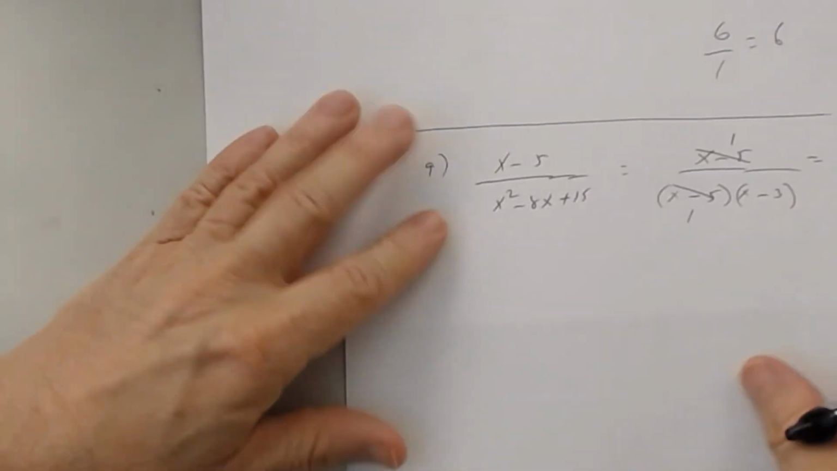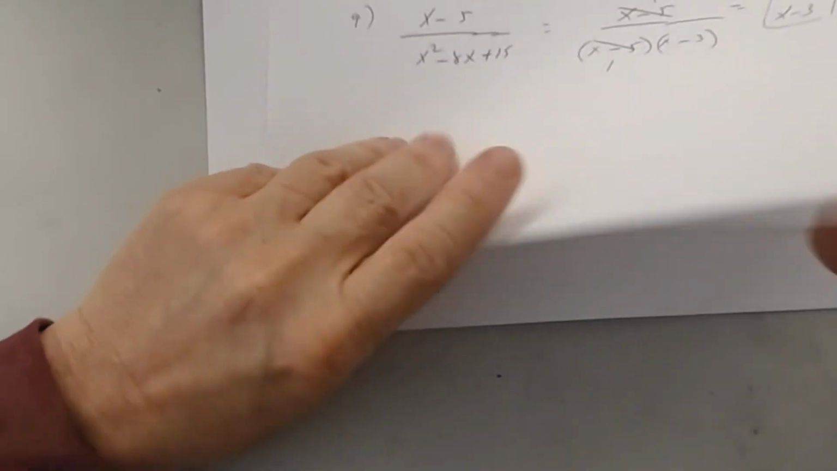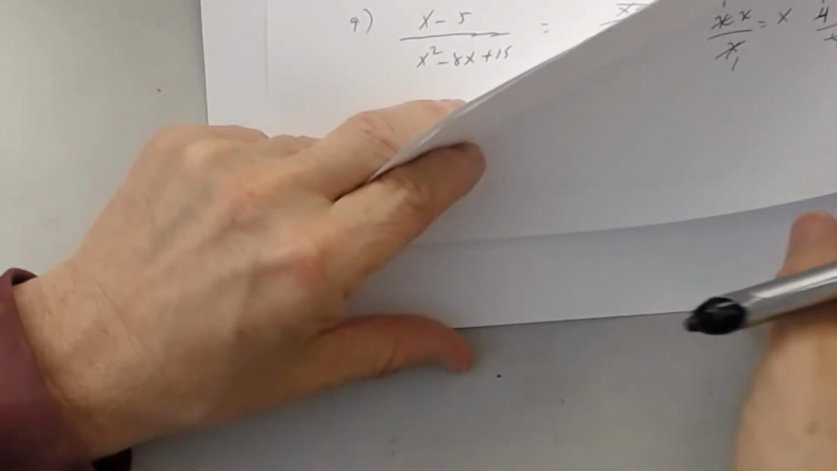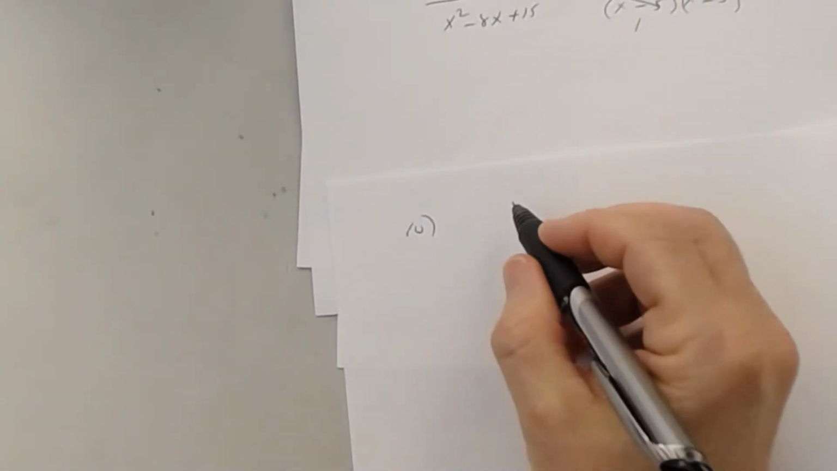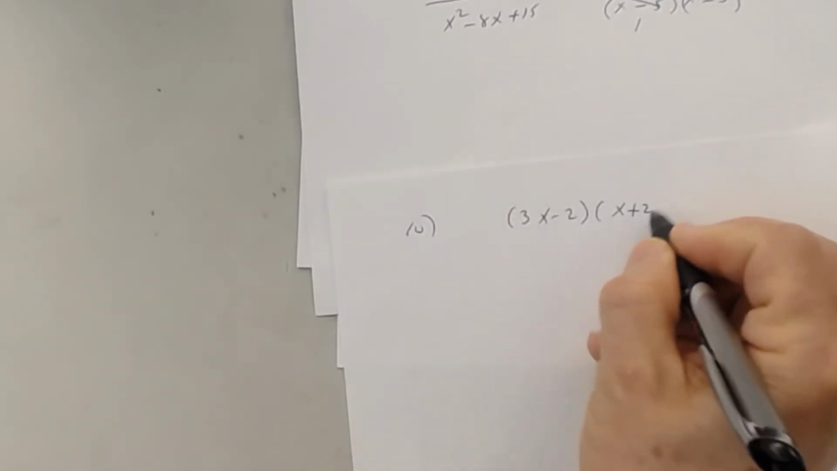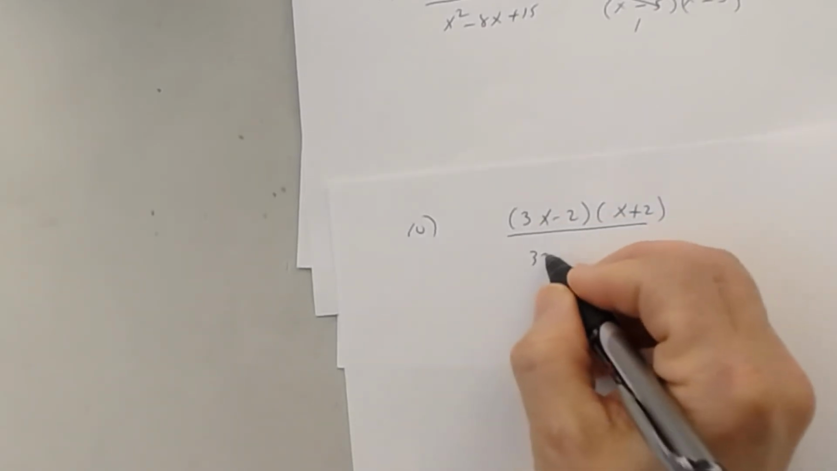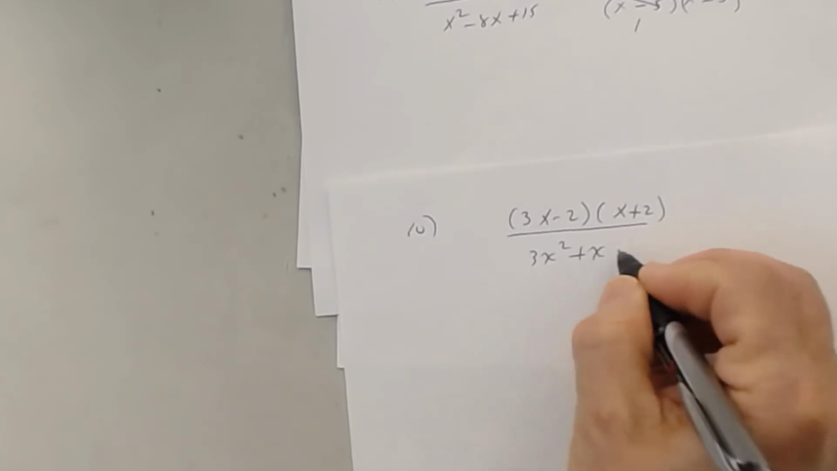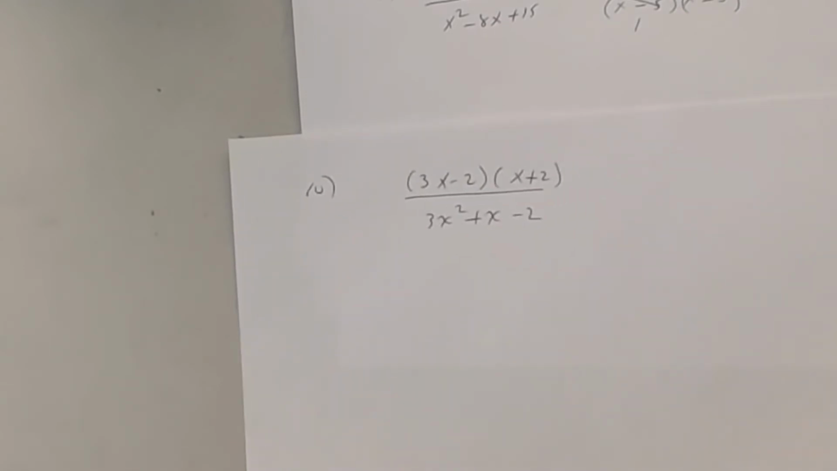Okay, let's look at the next one. All right, let's look at 10. Suppose in number 10, I had 3x minus 2 times x plus 2 divided by 3x squared plus x minus 2. All right, what's the first thing you're going to do? Factor. Can you do anything to the numerator? No, because it's already in factored form, isn't it? But I can factor the denominator.